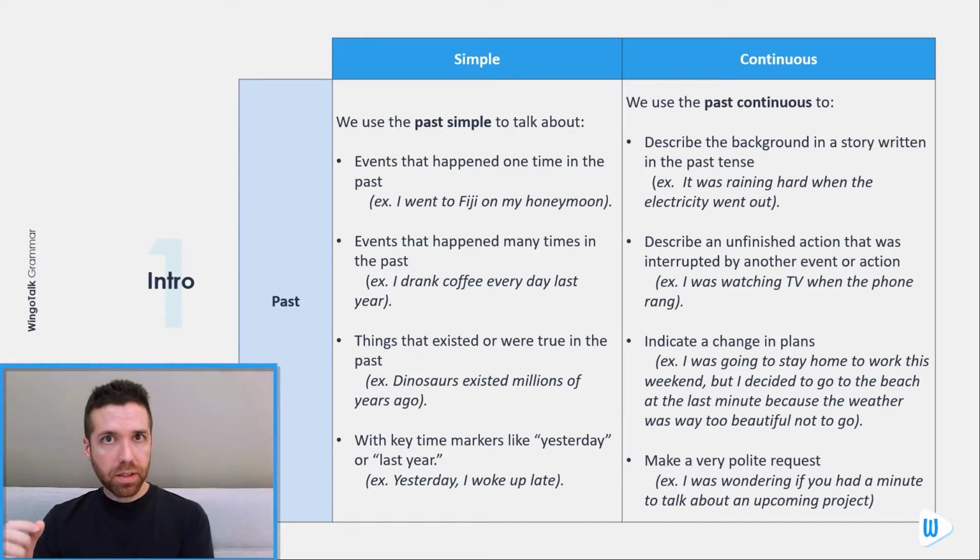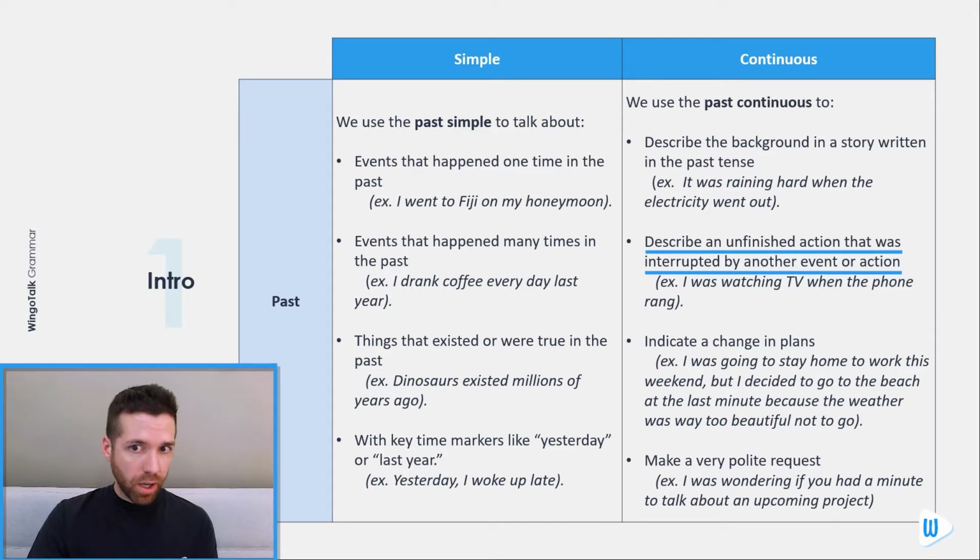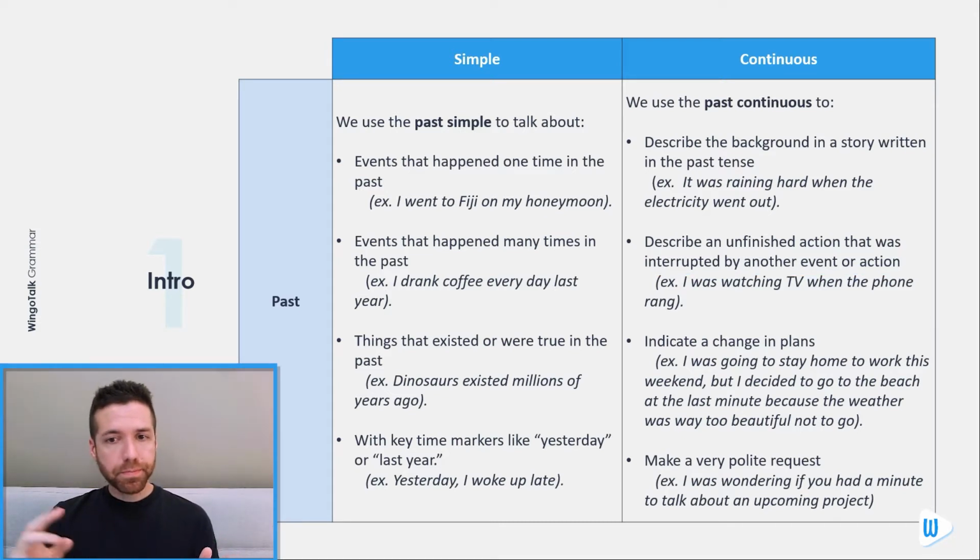We use the past continuous to describe the background in a story written in the past tense. It was raining hard when the electricity went out. To describe an unfinished action that was interrupted by another event or action. I was watching TV when the phone rang.